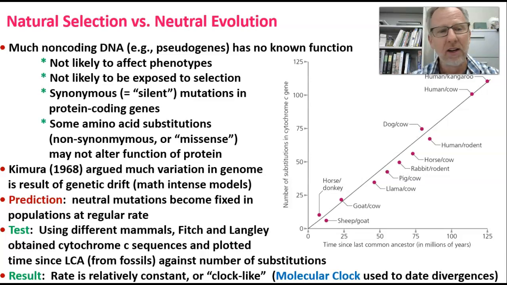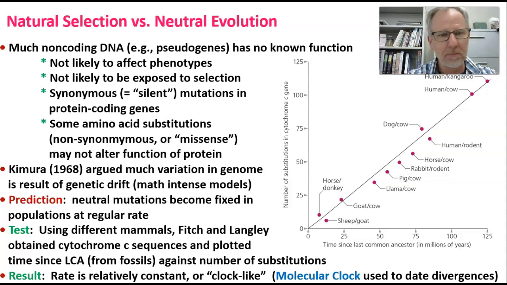A prediction of this neutral model is that neutral mutations should become fixed in a population at a regular, clock-like rate. If things are happening neutrally and nothing is being positively or negatively selected for or against, then the clock-like appearance of mutations coupled with the random wandering from genetic drift should result in mutations becoming fixed at 100% at a regular clock-like rate.